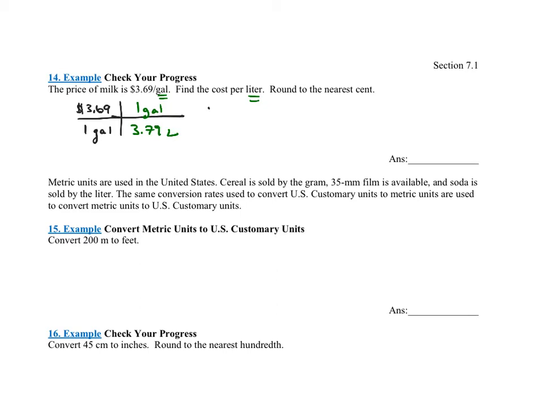So when we do this, we would have dollar sign on top, liters on bottom, and we'd do 3.69 divided by 3.79. We're going to round to the nearest cent here, because remember these are all approximations anyways. I'm getting about 97 cents, so 0.97. So it's 97 cents per liter would be our answer.